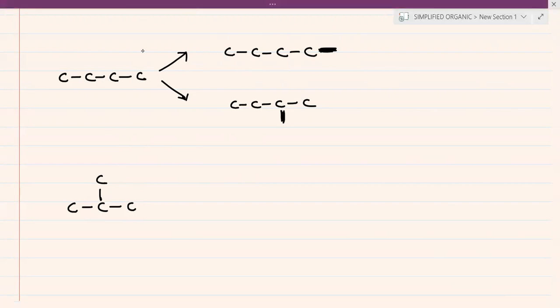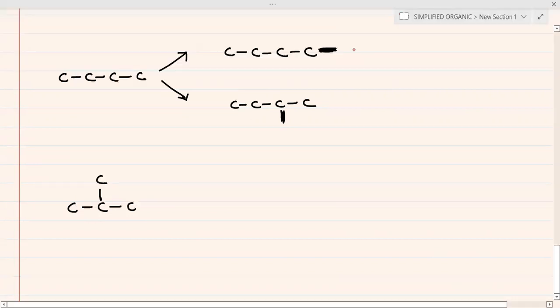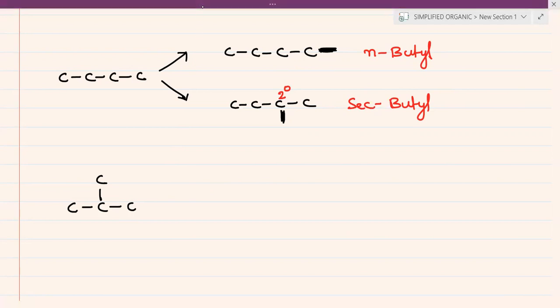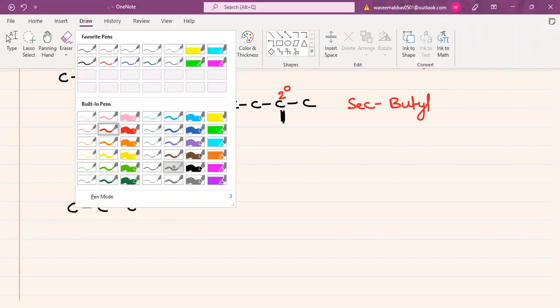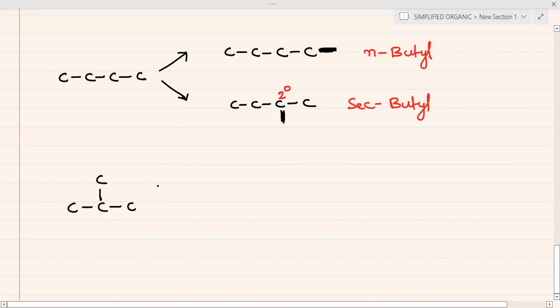Now, what can be the name? As I told you previously, this is N-butyl, the normal one. And here it is bonded to a secondary carbon, so it is called secondary butyl. While giving this name, we need to count all the carbons. Secondary butyl. Now, from this part, I can also get 2 more branches. One, I can make a branch from this side. Now look at this branch properly.